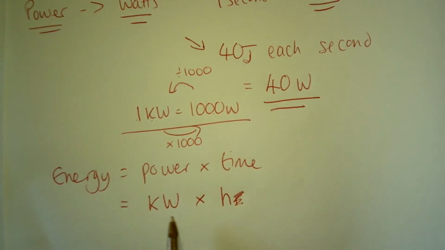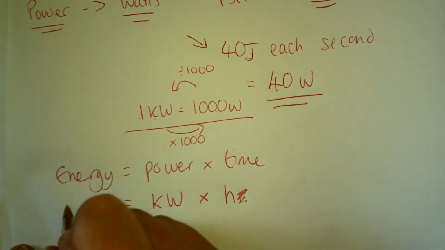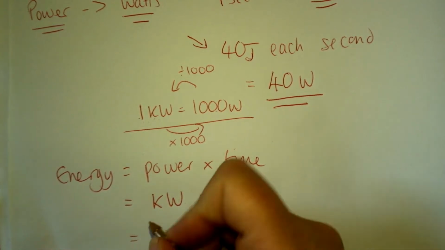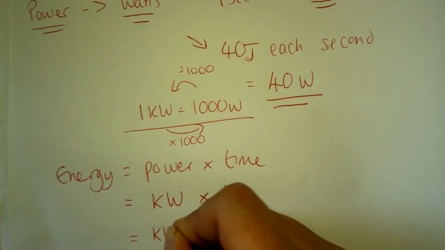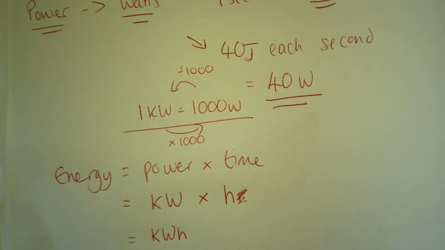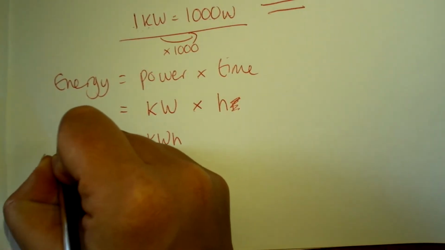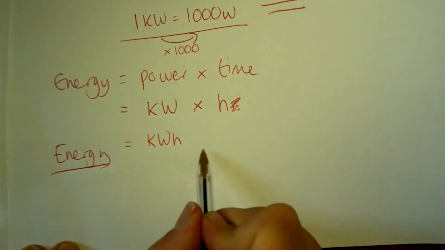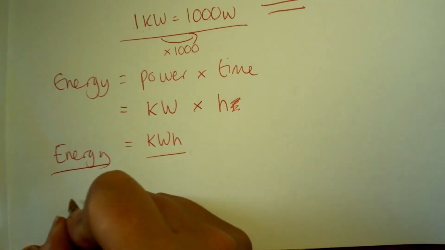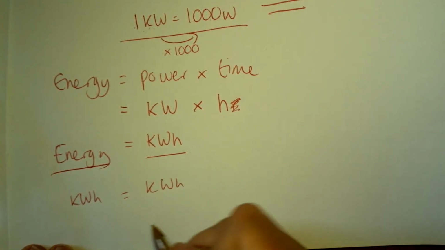So kilowatts times by hours. If you look carefully, rather than messing around with joules, if you times these together in terms of algebra, you're going to get kilowatt hours. Okay, times together. It's not kilowatts per hour. It's not how many kilowatts are being transferred per hour. It's kilowatts times by hours, kilowatt hours. Okay, and if you think about it, that must be a unit of energy. So you could say kilowatt hours equals kilowatt hours. So it's like saying 2 equals 2 or 4 equals 4.